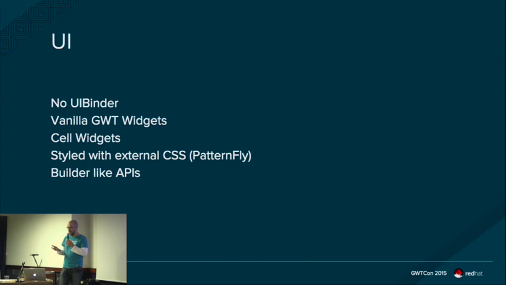And as I already pointed out, we are just relying on the GWT widgets, like the text boxes and so on. And we heavily use cell widgets for the tables and for various other places. And they are styled with external CSS. This is based on a project called Patternfly, which is an effort from Red Hat to have a common look and feel across all the management-related UIs.